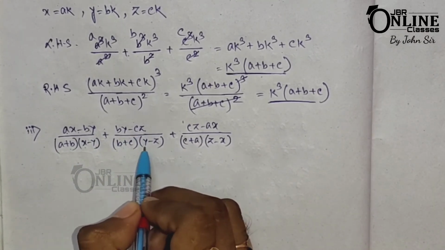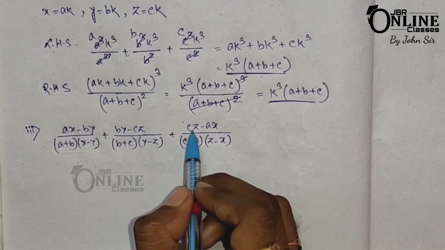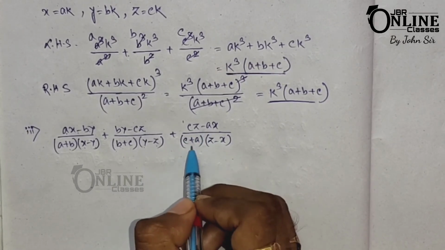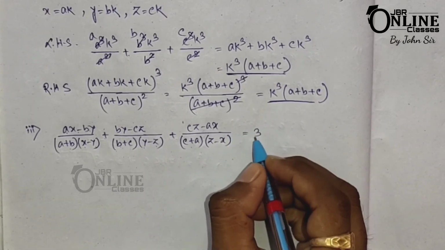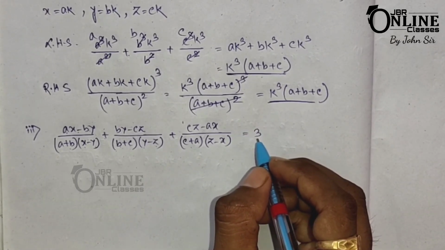Now 16.3. Here, ax minus by by a plus b into x minus y, plus by minus cz by b plus c into y minus z, and the last one, cz minus ax by c plus a into z minus x, and that equals 3. You have to prove that.